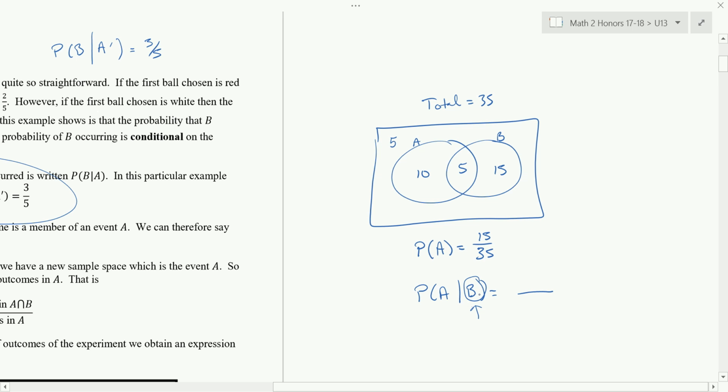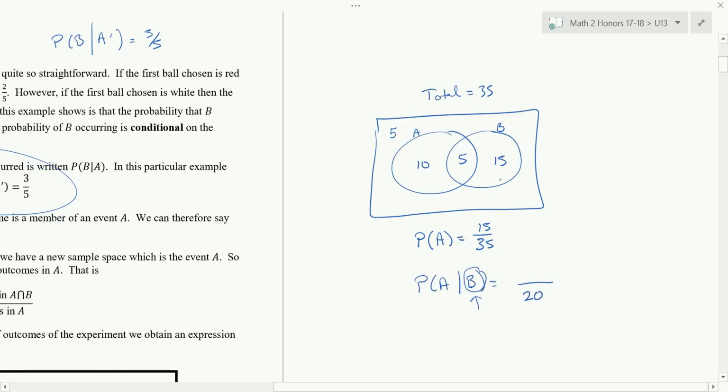So now, how many items are in B? There's 20 items in B. Now, out of those 20 items, how many are also in A? 5. And so what you see happening here is the 5 is the intersection. It's the number of items in A intersect B. And then 20 is the number of items in B. And what if I did this? Probability of B given A.